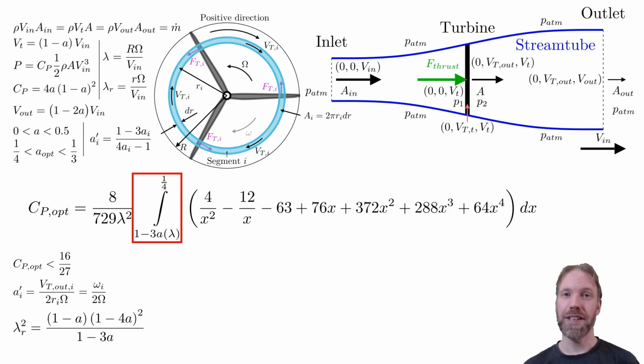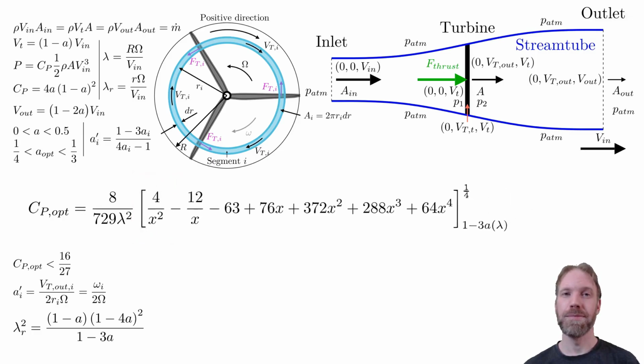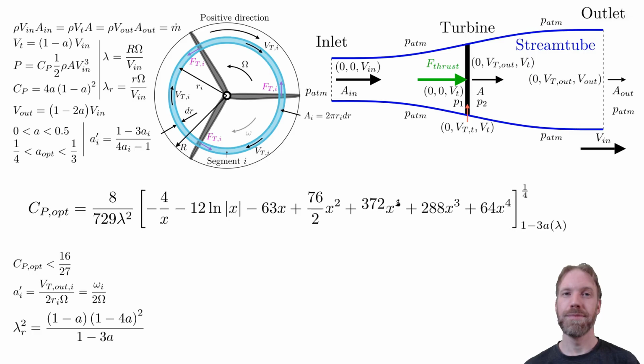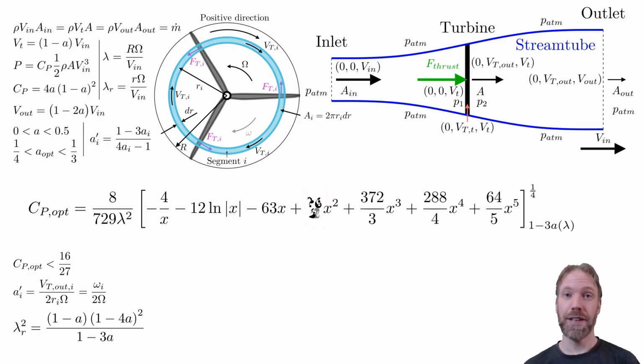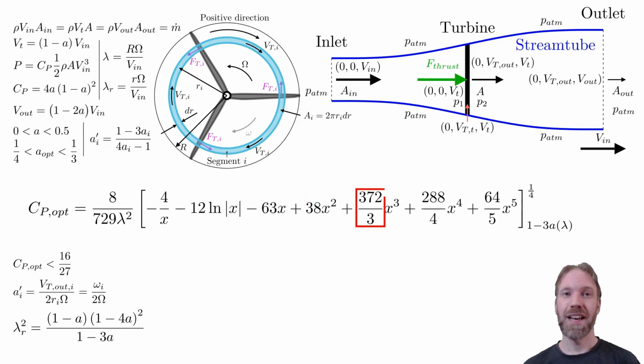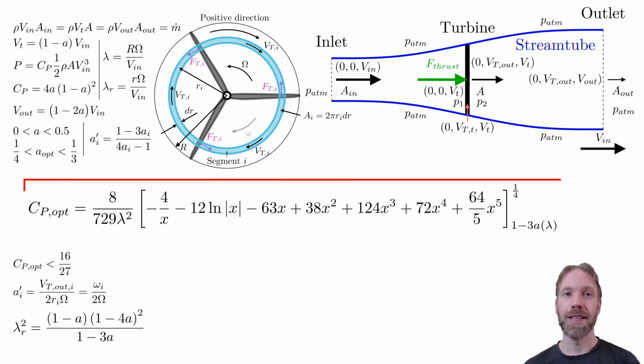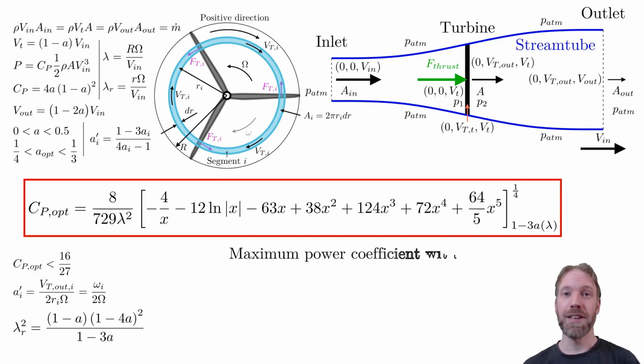Now, perform the integration. 76/2 is 38. 372/3 is 124. 288/4 is 72. This is our final expression for the maximum power coefficient with the wake rotation.